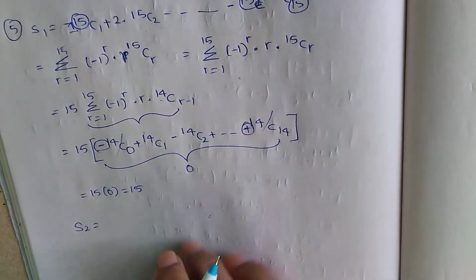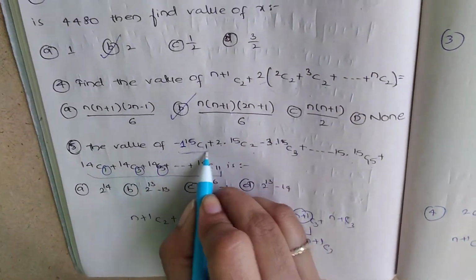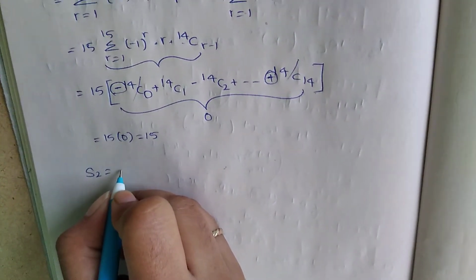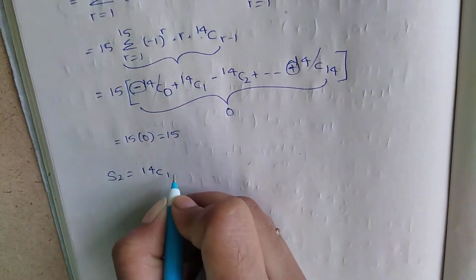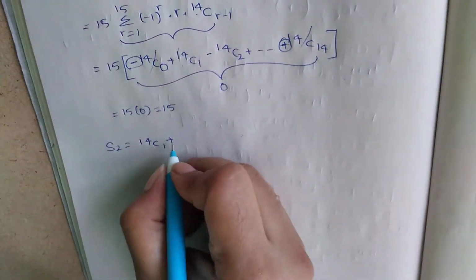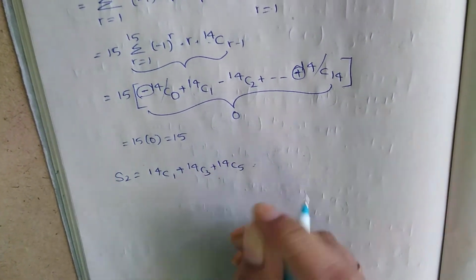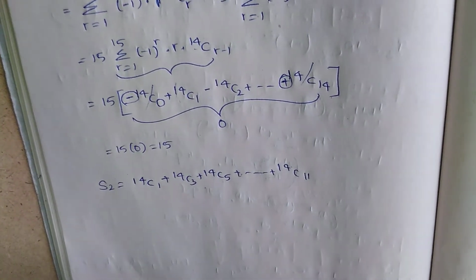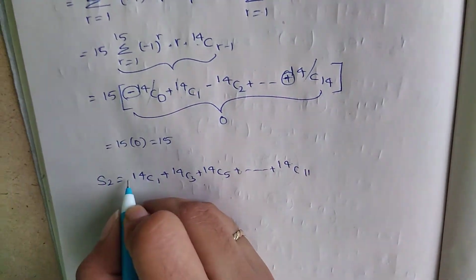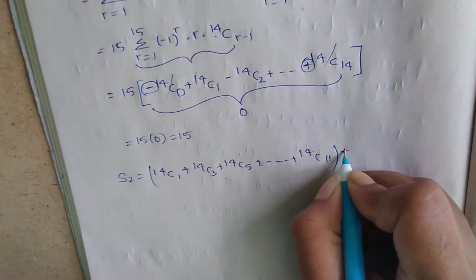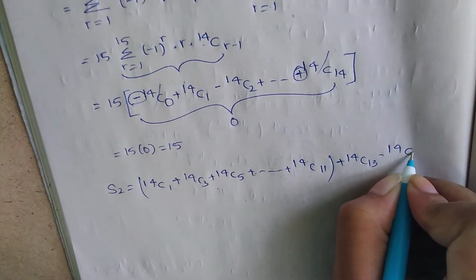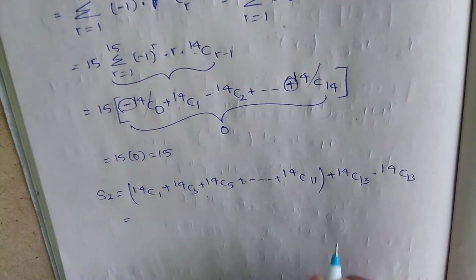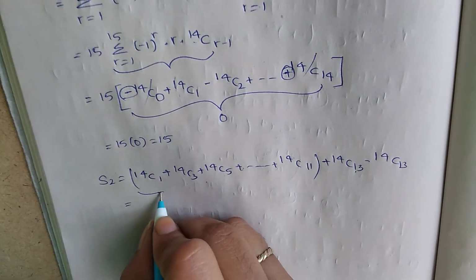Now set 2. Here we have two parts, right? I am taking this as set 1 and set 2. What will be this value? Set 2: 14C1 plus 14C3 plus 14C5, is it correct? Yes, up to 14C13. Now see carefully. Now I am adding and subtracting 14C3. Any problem? No, right? Now I'll tell you why I am doing it like this.